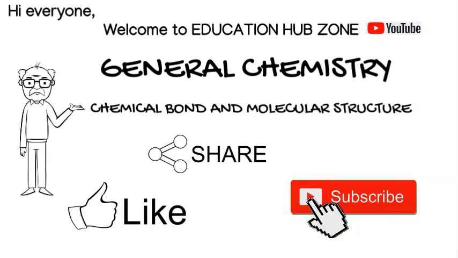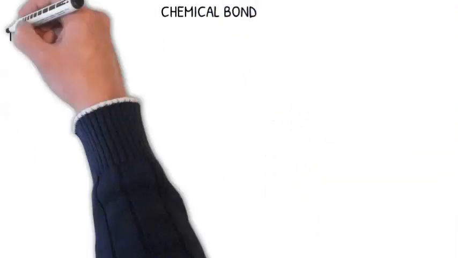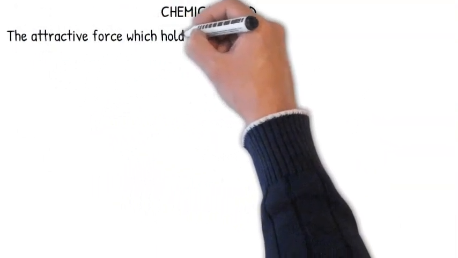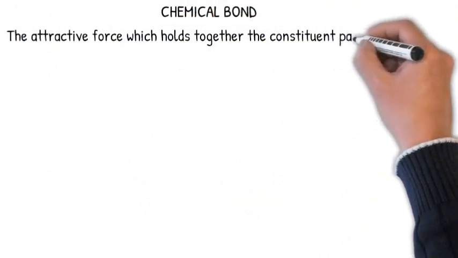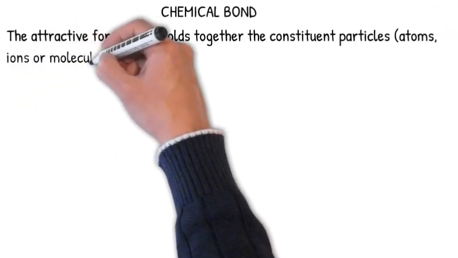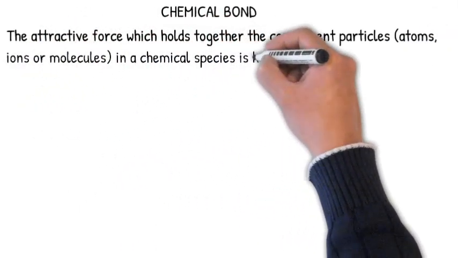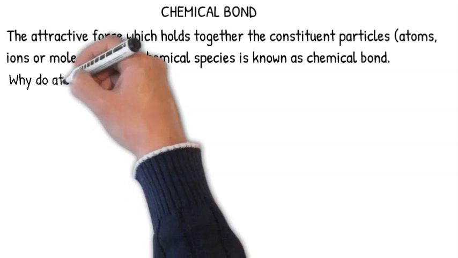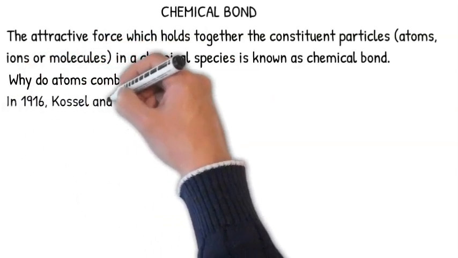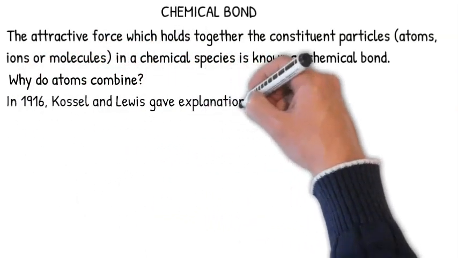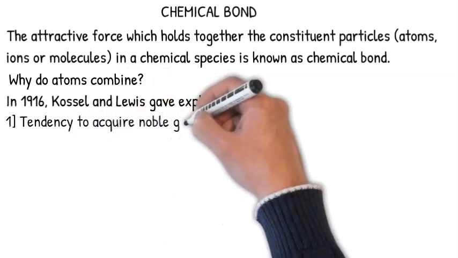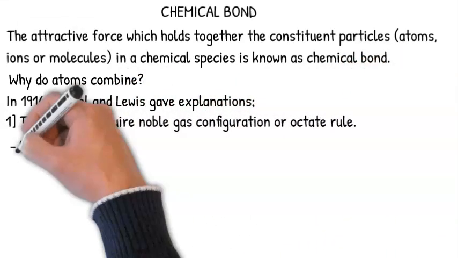Okay, let's get started. Chemical bond. The attractive force which holds together the constituent particles, atoms, ions or molecules in a chemical species is known as chemical bond. Why do atoms combine? In 1916, Kossel and Lewis gave explanations. Tendency to acquire noble gas configuration or octet rule.